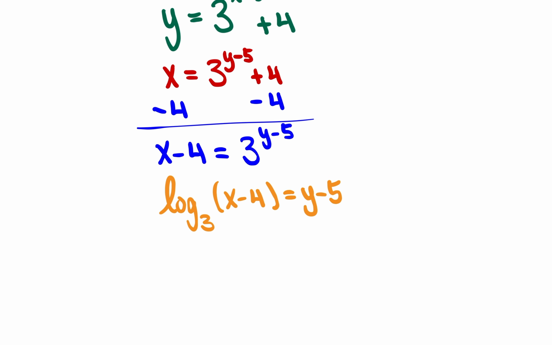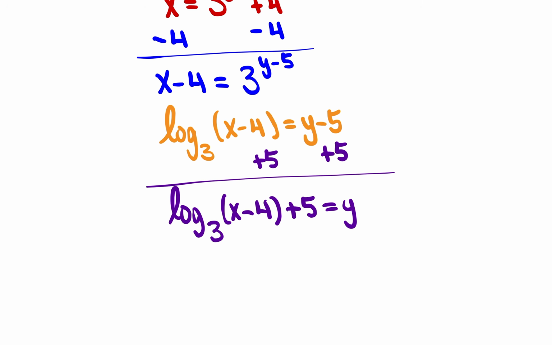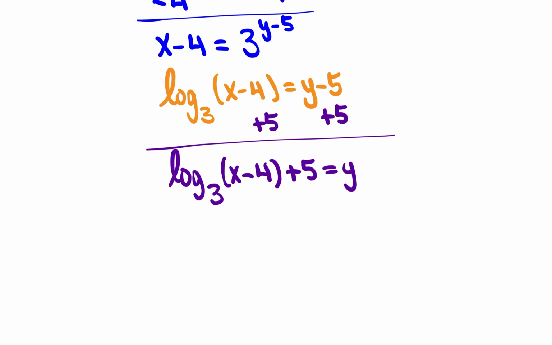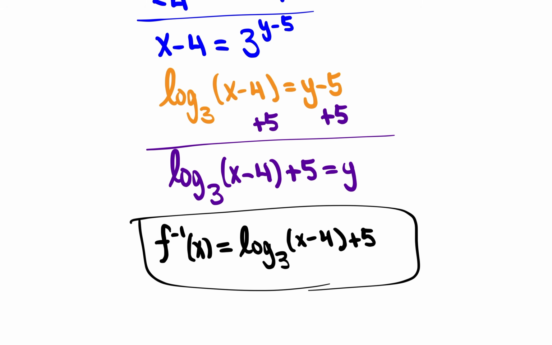From there, I will then add 5 on both sides, plus 5, plus 5. Keep in mind that the 5 right here does not correspond to the x minus 4, so that will be outside. So I have log base 3 of (x minus 4), plus 5, is equal to y. So did I get y all by itself? Yes, I did. So my final step is to simply rewrite this as the inverse of f of x. Okay, let's go ahead and box that in.